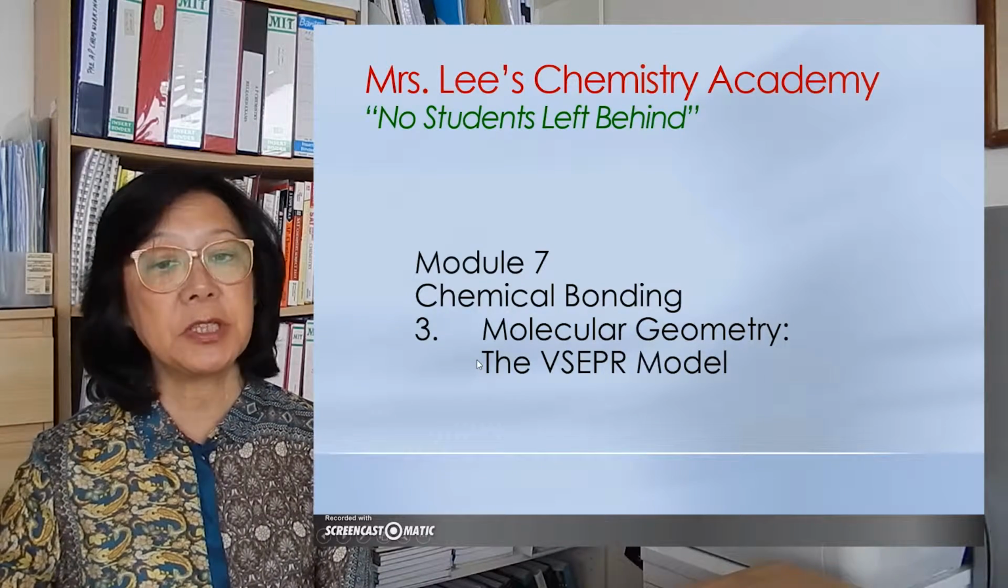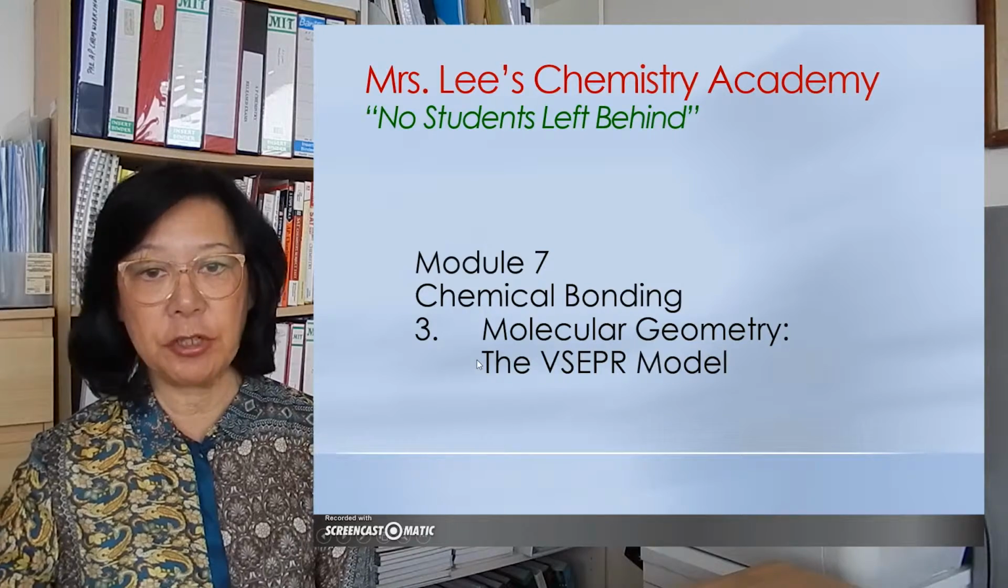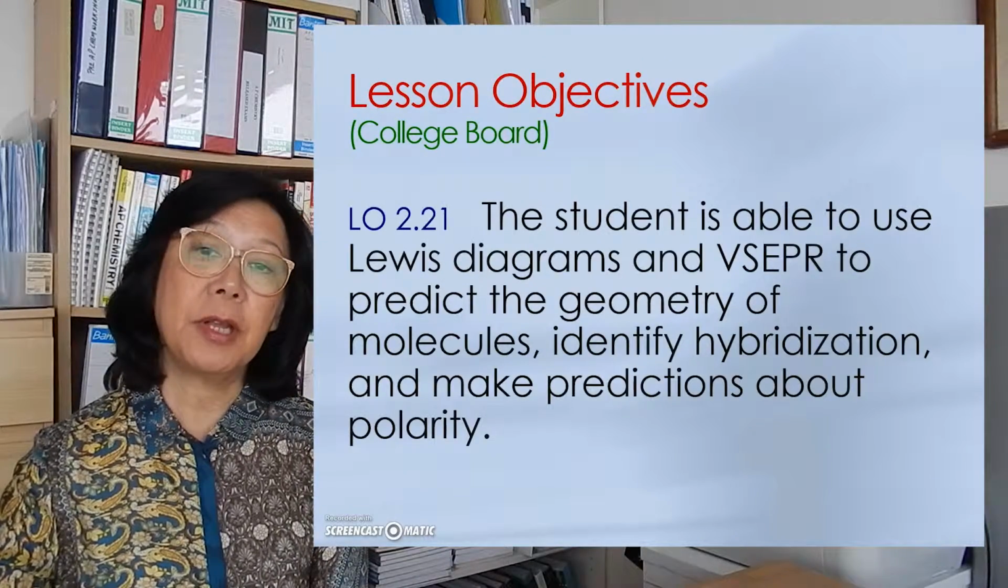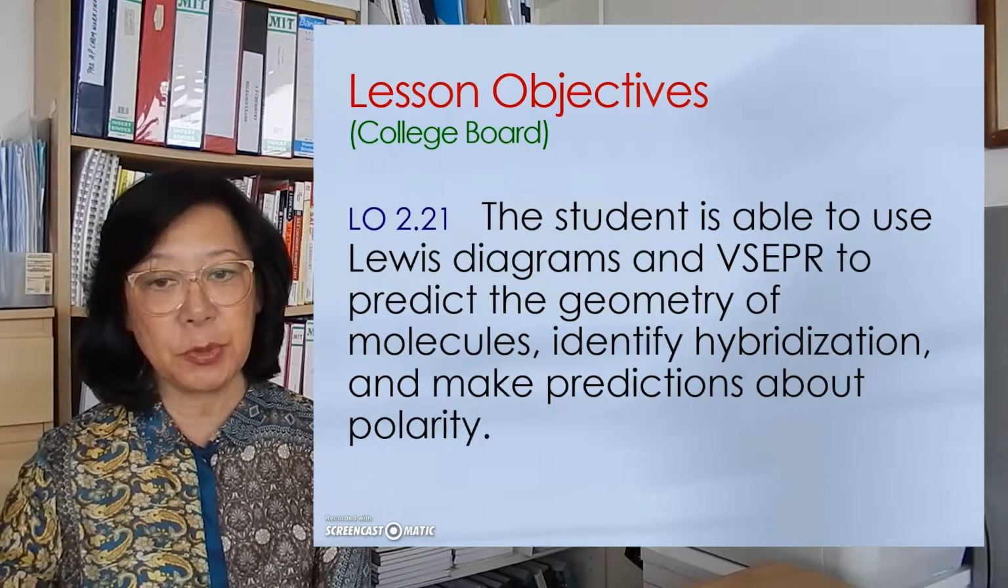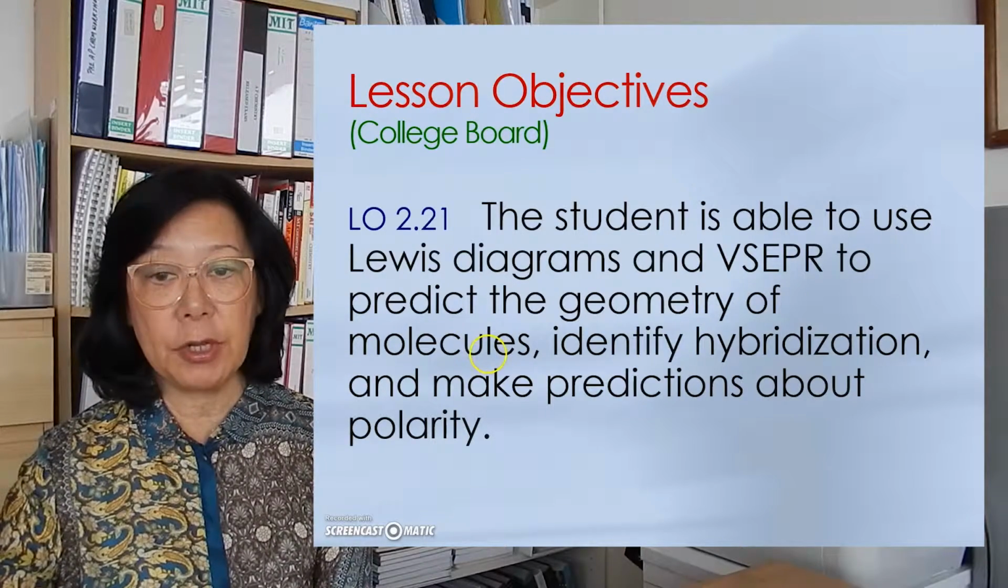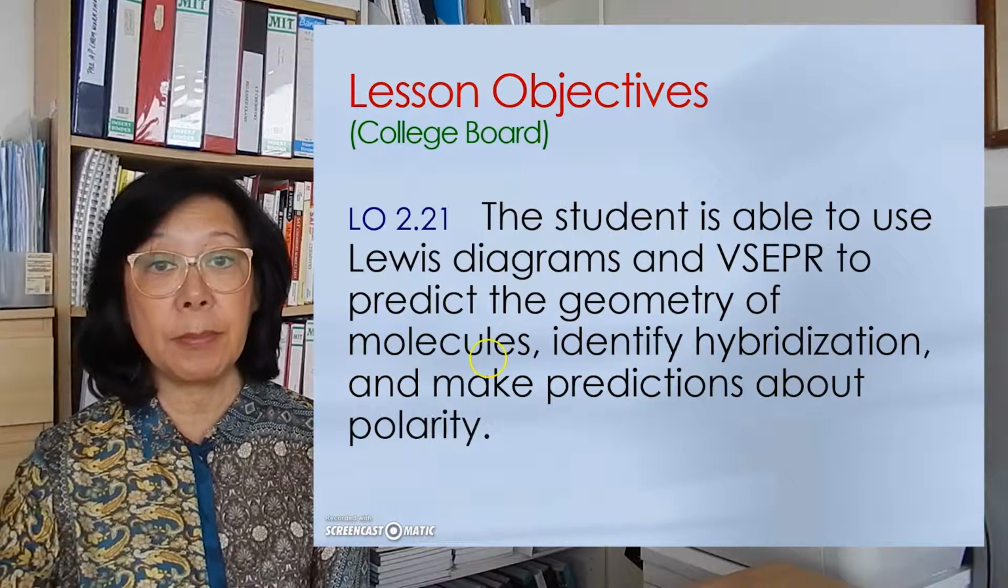Today we're going to focus on molecular geometry and the VSEPR notation. This is tied to the learning objective from College Board: the student is able to use Lewis diagrams and VSEPR to predict the geometry of molecules, identify hybridization, and make predictions about polarity.